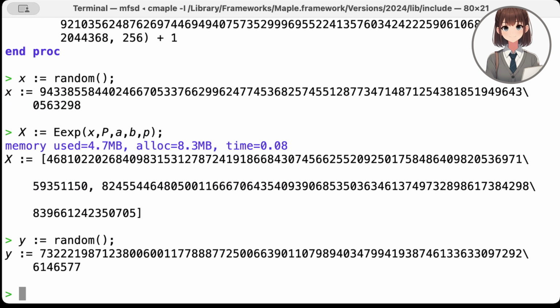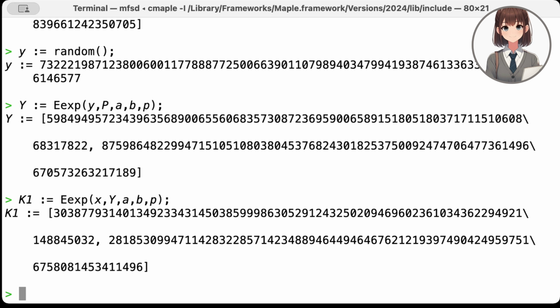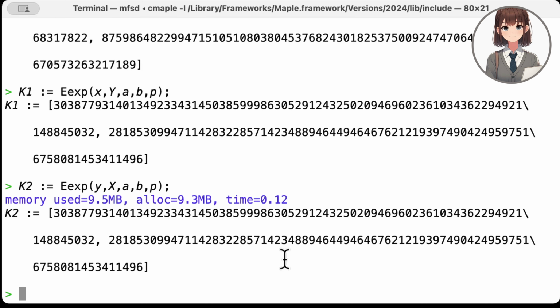Similarly, Bob generates a random number little y, computes the point capital Y equals little y times P, and sends the point capital Y to Alice. Alice computes K1 by multiplying her secret integer x and the point Y she received from Bob. Similarly, Bob computes K2 by multiplying his secret integer y and the point X he received from Alice. And, as expected, K1 equals K2.